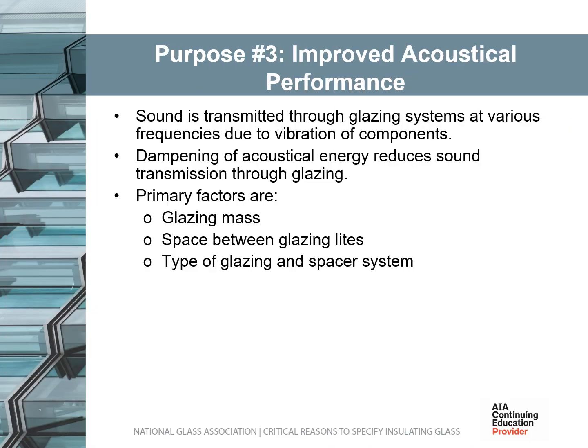Acoustical performance of an insulating glass unit can be improved by increasing the mass of the unit by using thicker glass. This obviously makes for a heavier unit. Increasing the spacer between the lights of glass. Unfortunately, significant increases are required to have a substantive improvement. Using laminated glass, particularly those with an acoustic interlayer. Use of a flexible spacer system to help reduce sound transmission, or any combination of the above.